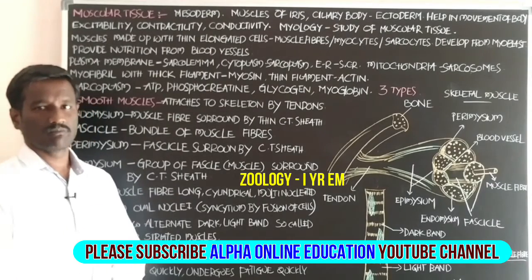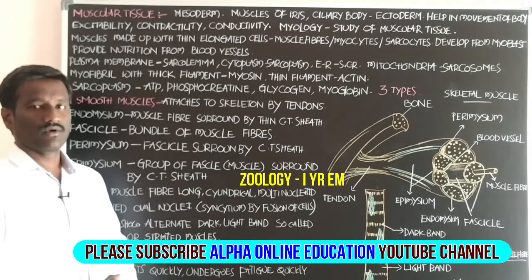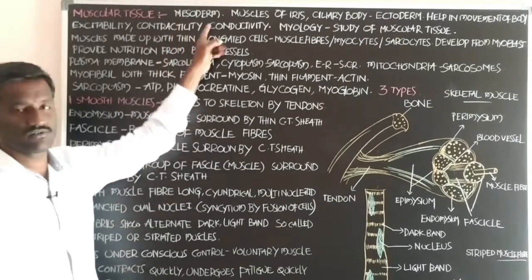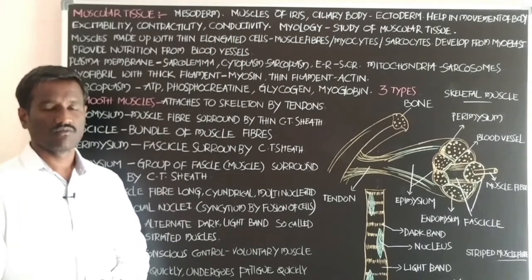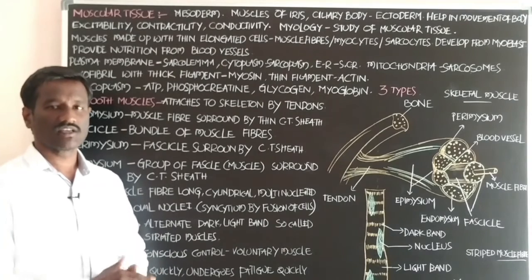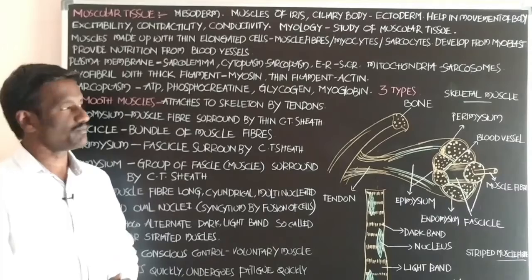Hi students, now let's discuss muscular tissue. What about the muscular tissue? Muscular tissue originates from the mesoderm layer. It originates from the cells of the mesoderm in the developing embryo.